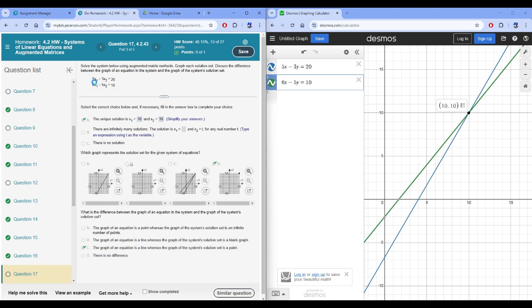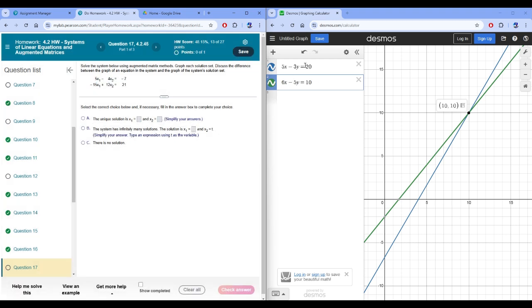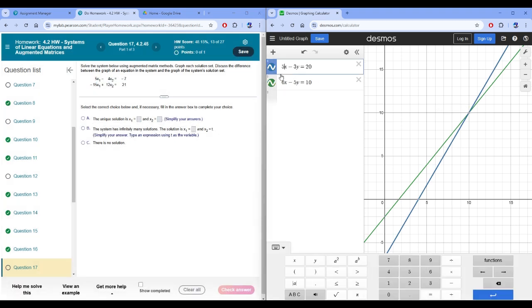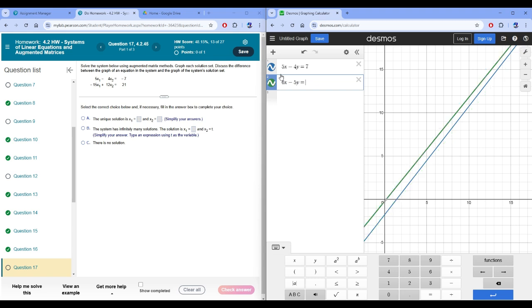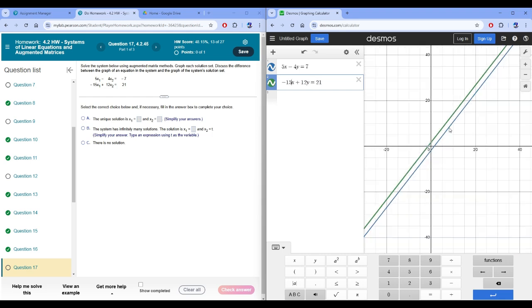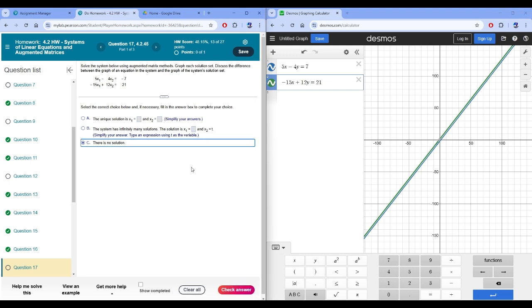Spot on. Moving on. So here I'm just going to go ahead and graph this. So now I'm going to do 5 minus 4 equals 7. And then that's going to be 21. That's going to be plus 12. And that's going to be minus 15. Oh, these guys are parallel. There is no solution.